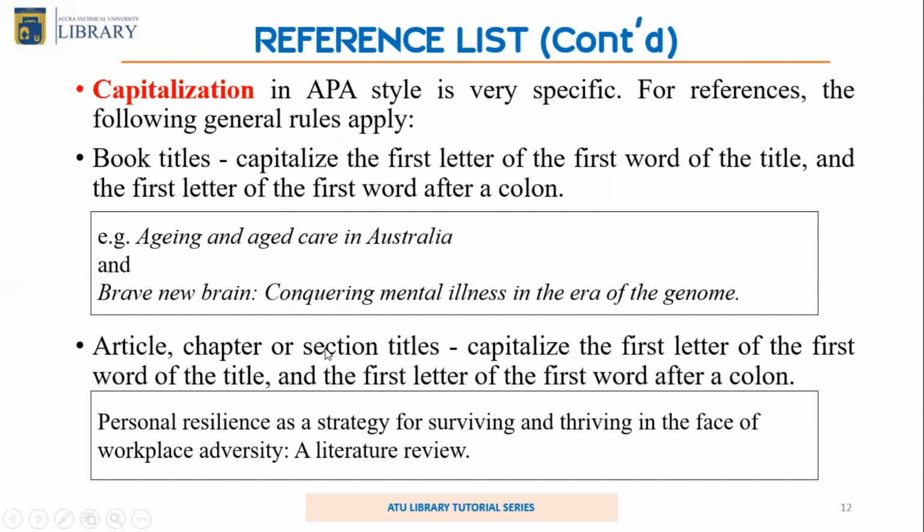Now, article, chapter, or section titles, take note of this. Capitalize the first letter of the first word of the title and the first letter of the first word after a colon. Now, the difference between this and that is with a book title, it's being italicized, but with the article or chapter titles, they are not what? Italicized. The first letter of the first word is capitalized. The rest are not. So another letter comes after this colon.